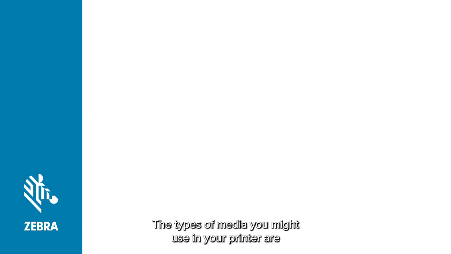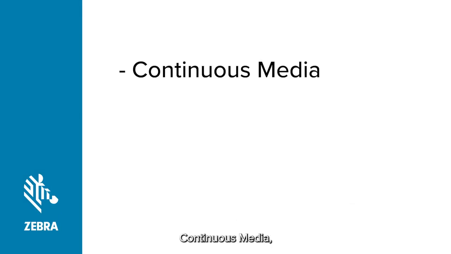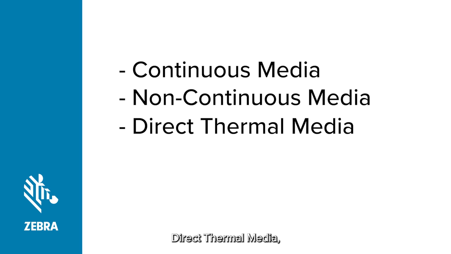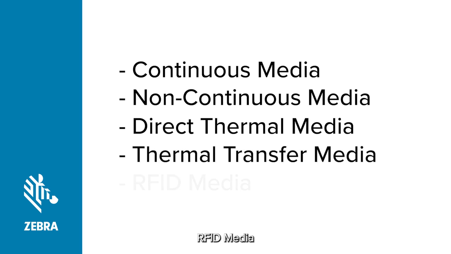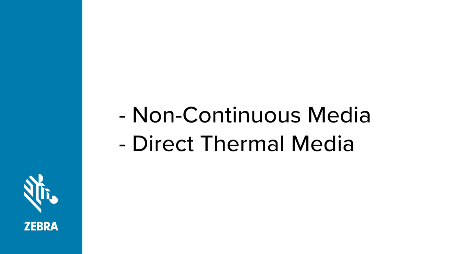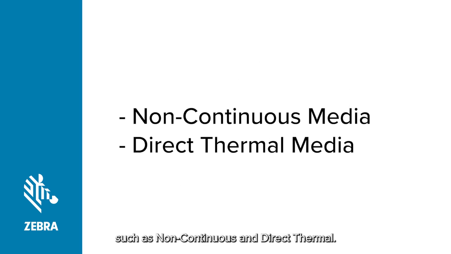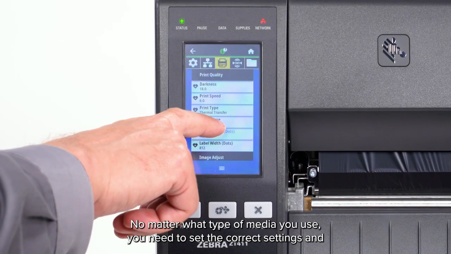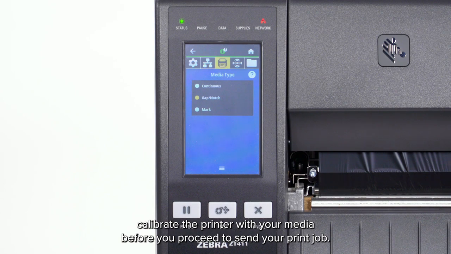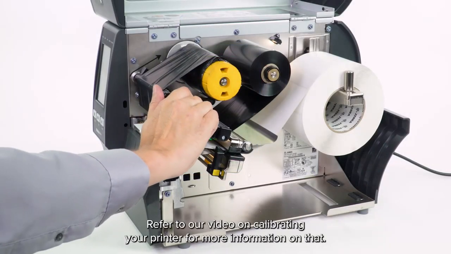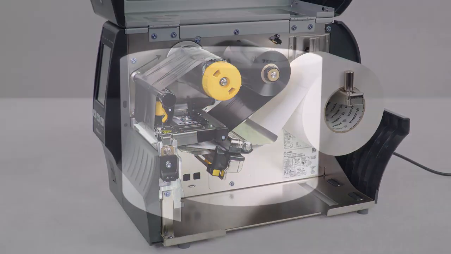The types of media you might use in your printer are continuous media, non-continuous media, direct thermal media, thermal transfer media, and RFID media. Some media might be more than one type, such as non-continuous and direct thermal. No matter what type of media you use, you need to set the correct settings and calibrate the printer with your media before you proceed to send your print job. Refer to our video on calibrating your printer for more information on that.